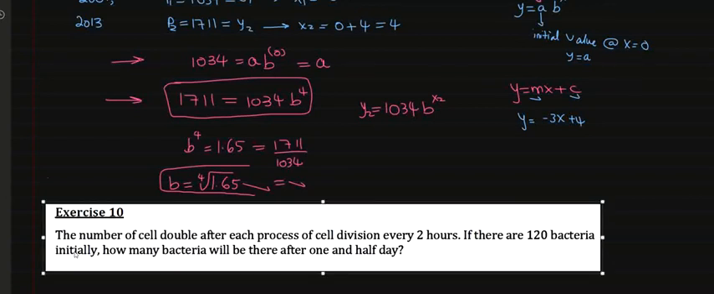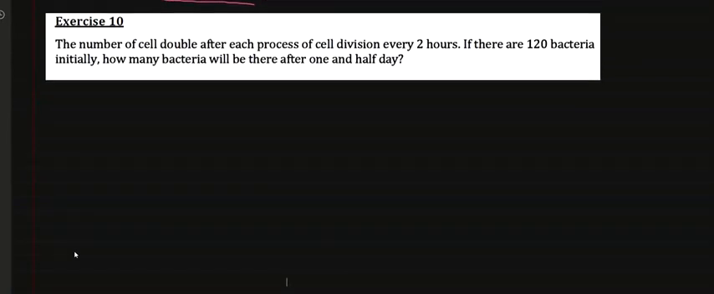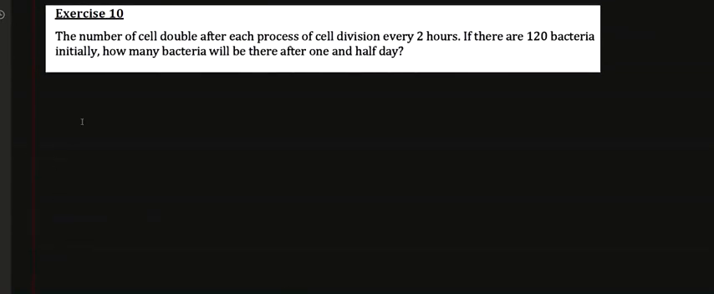Okay. Exercise 10. The number of cells doubles after each process of cell division. Doubles means what? Times 2 after each process of cell division. So for every process, the number doubles every 2 hours. So every 2 hours, we can say it's per 2 hours. If there are 120 bacteria initially, how many bacteria will be there after 1.5 days?